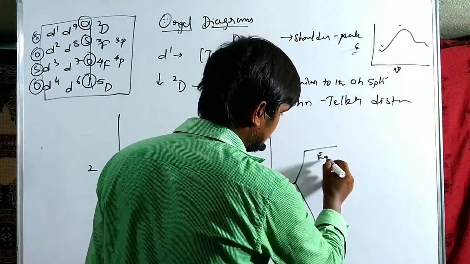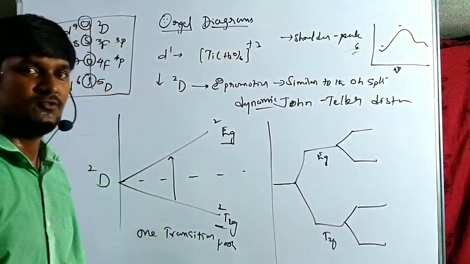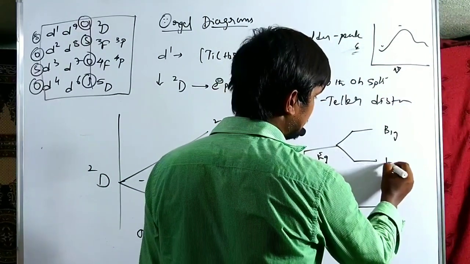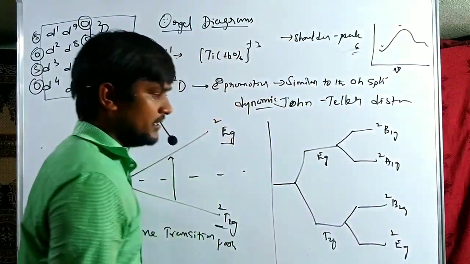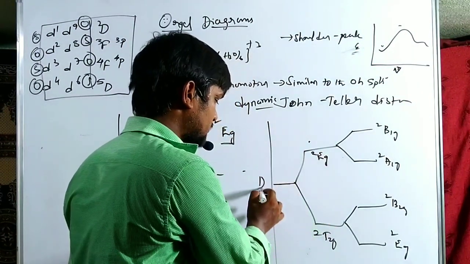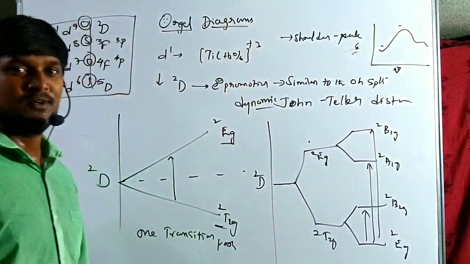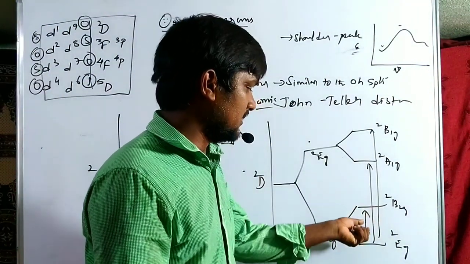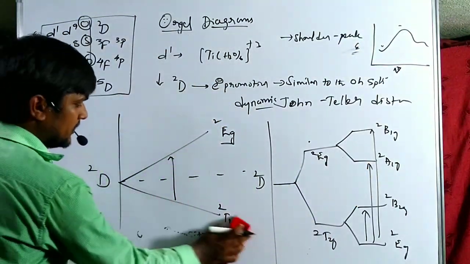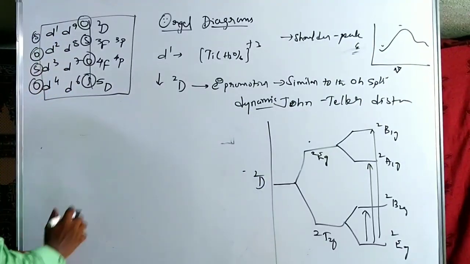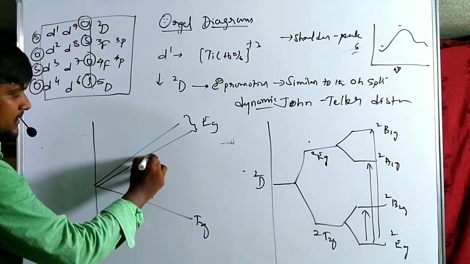Here it is eg and T2g. The eg term splits into two levels, and the T2g term also splits into another two levels. The eg term splits into B1g and A1g, and the T2g into B2g and Eg. All of these have the same multiplicity, corresponding to our term 2D. Here three possible transitions follow, but one is a very weak transition, so it is not observed in the spectrum. That's why the eg level splits into two energy levels. We observe a diagram like this: T2g, and these two levels of eg. Now we will get two transitions.